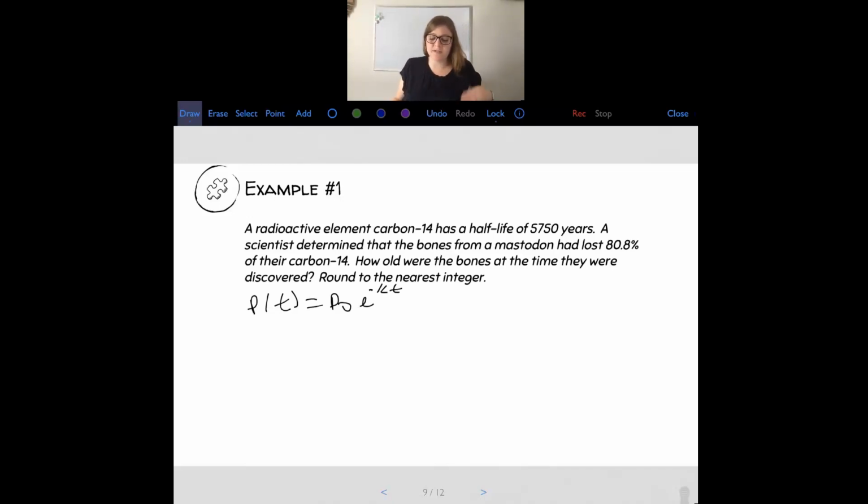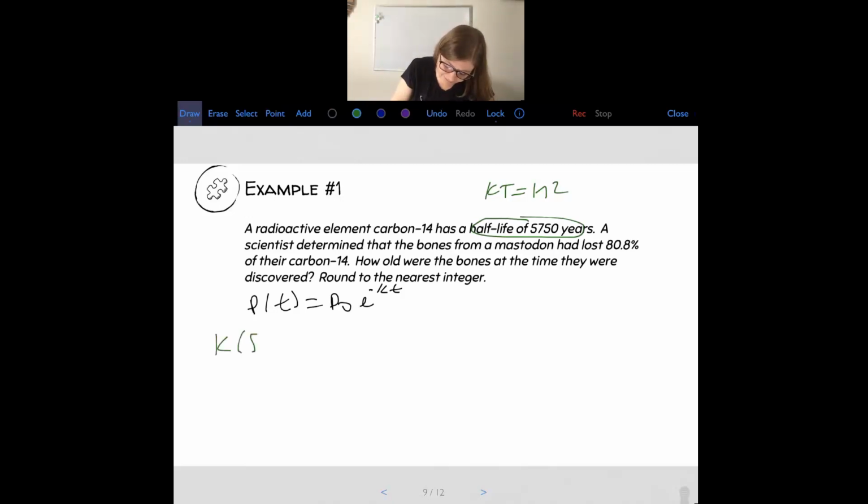Using the first part, we don't have k, but since we know the half-life, we can use kt is equal to ln 2 and solve for k. So the first step in this is to find k, and then we'll talk about what that 80.8% means in just a minute. Okay. So k is what we're solving for.